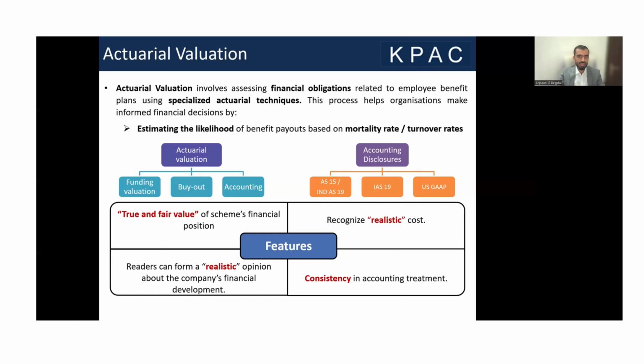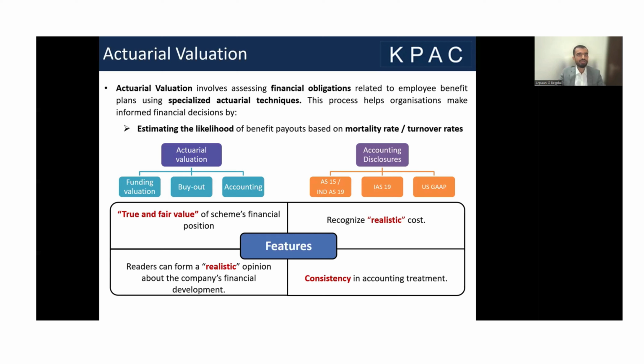And actuarial valuations which are performed particularly for accounting purposes, wherein the actuary assists in the preparation of accounting disclosures, and these disclosures provide the necessary disclosure-related items which are required to be produced in the annual reports and accounts of the company. So the accounting disclosures can be prepared under various accounting standards, such as AS 15 and AS 19, IAS 19, as well as US GAAP.